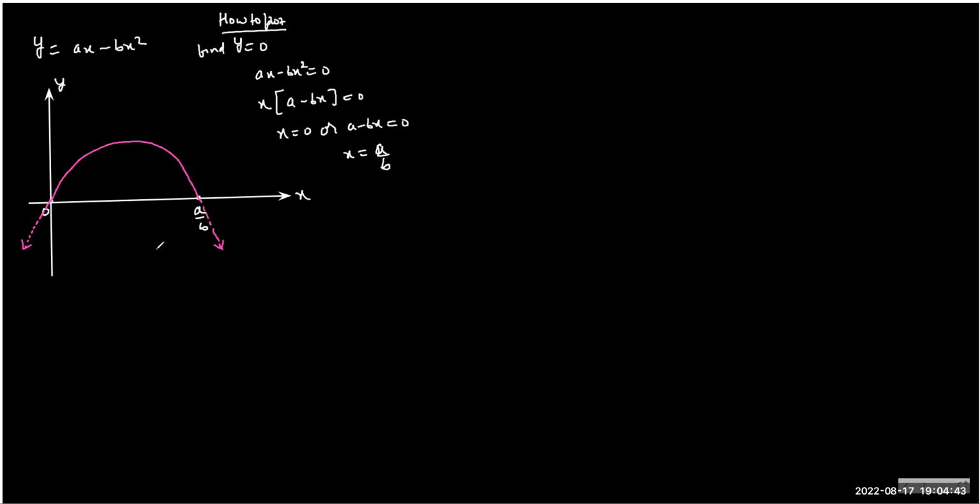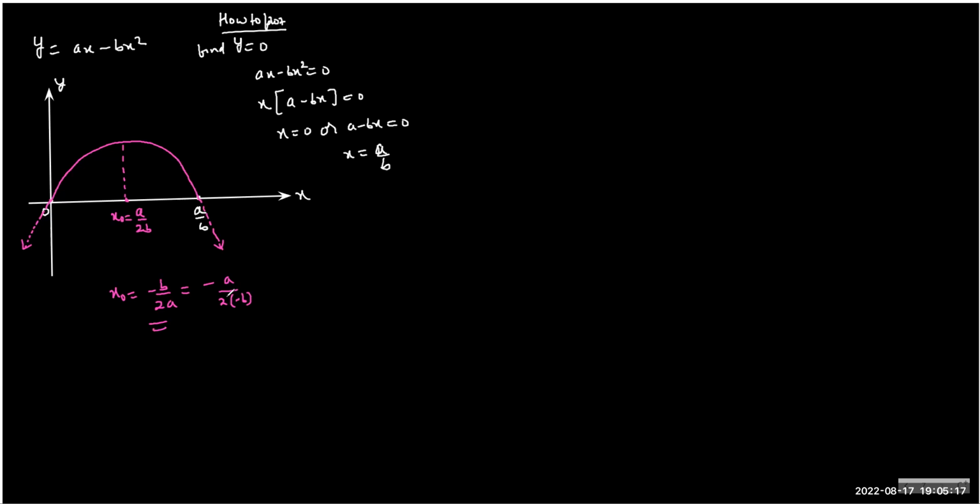And anyway, if this is 0, this is a by b, where can you expect the maxima? At a by 2b, pretty easy, no? A by 2b. But the formula also says the same, minus b by 2a. But luckily, what is b here? Here b is a. And what is a here? Minus b. Do you realize this?